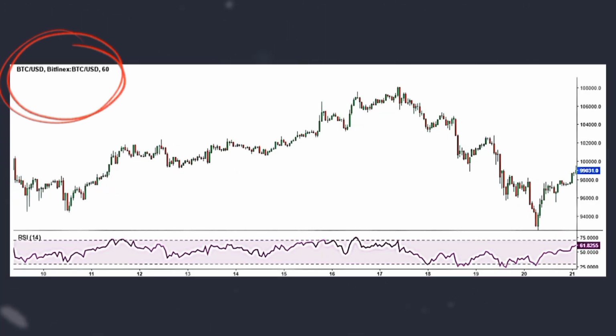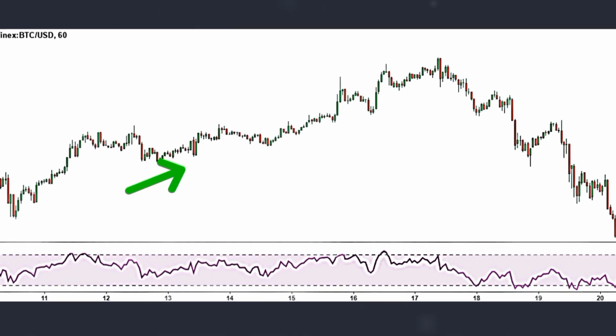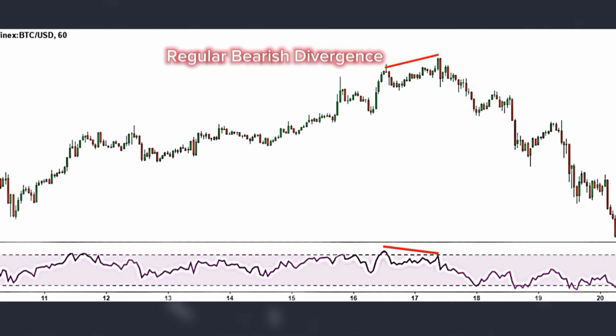This chart shows Bitcoin on a 1-hour time frame. As we can see, there's a dominant upward trend. At the end of the uptrend, the price created a higher high, but the RSI didn't follow the price movement and made a lower high instead. This indicates a regular bearish divergence. After that, the trend reversed and became bearish.